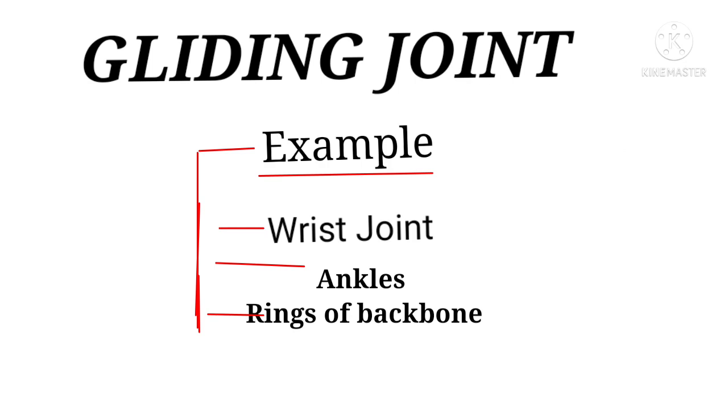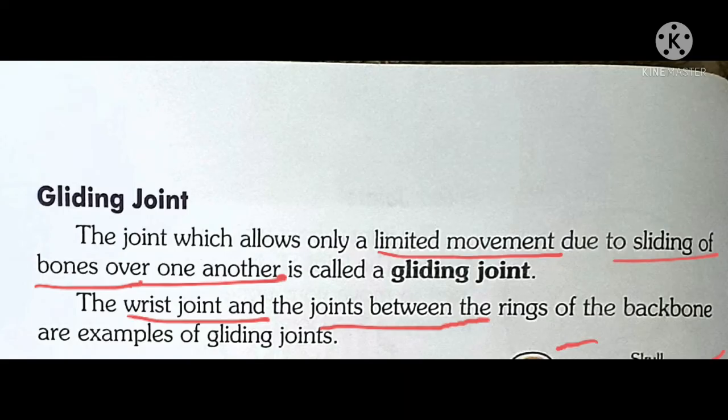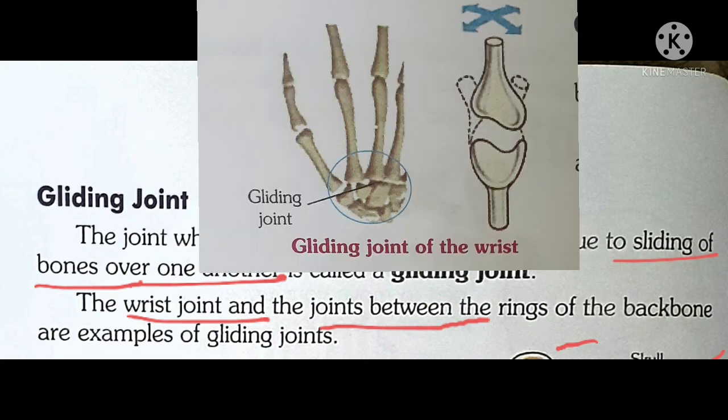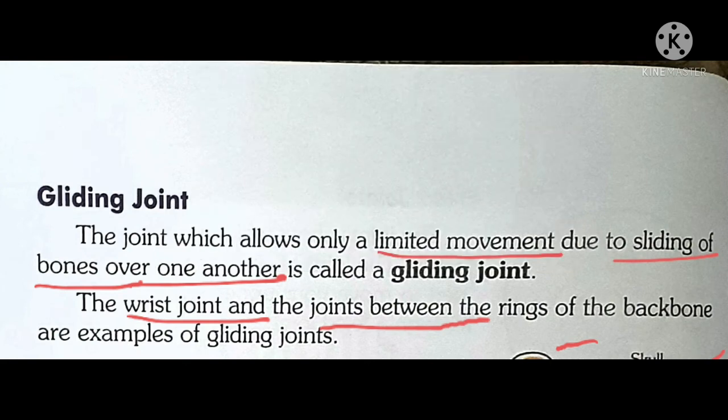The next joint is gliding joint. Example, wrist joint, ankles and rings of backbone. As the name suggests here, gliding, it means to slide. The joint which allows only the movement in a partial direction or limited movement due to the sliding of bones over one another, it is called as gliding joint.